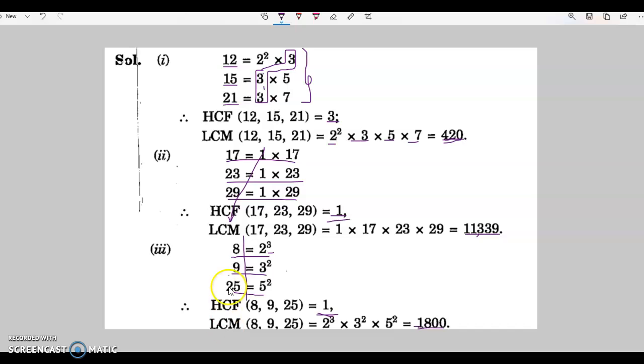The LCM of these three numbers is found by considering all the factors with highest power. Therefore, you have to take the multiplication or the product of these factors. That is 2 cube into 3 square into 5 square. The product gives you 1800. Therefore, the HCF and LCM of 8, 9, 25 is 1 and 1800 respectively.